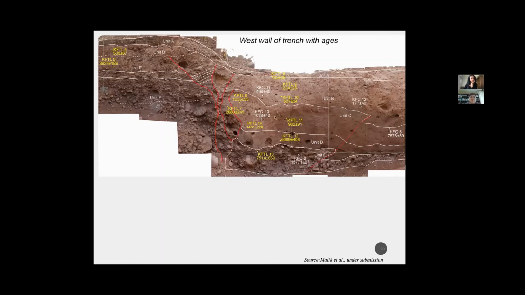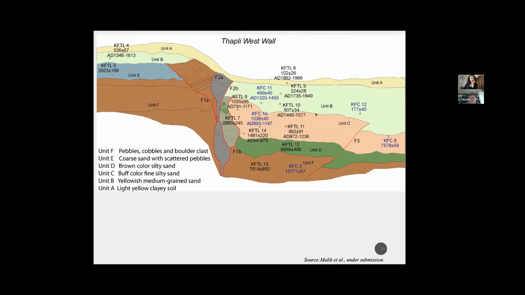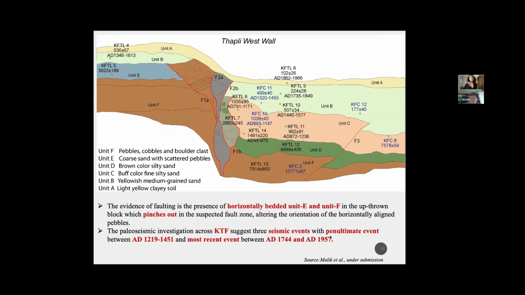So based on this cross-cutting relationship, we have identified at least 3 events in the trench. This is the sketch that we have made. And we suggest that the penultimate event along this fault zone is between 1219 to 1451. Similar age range that we got from the other 2 trenches, from Pinjore Garden Fault and from Jhajra Fault. And most recent event is between 1744 and 1957.